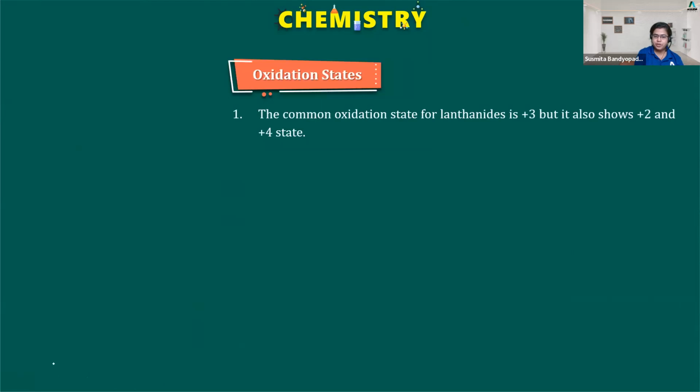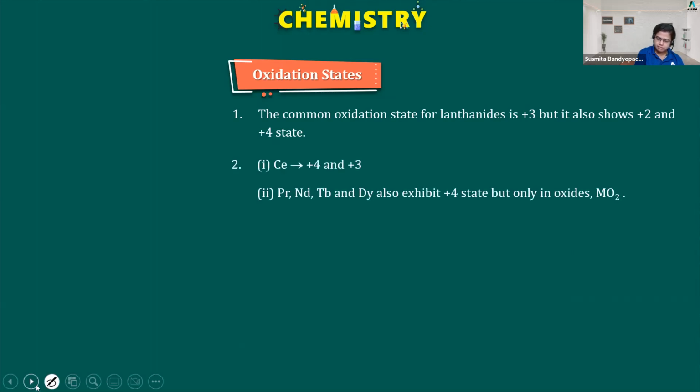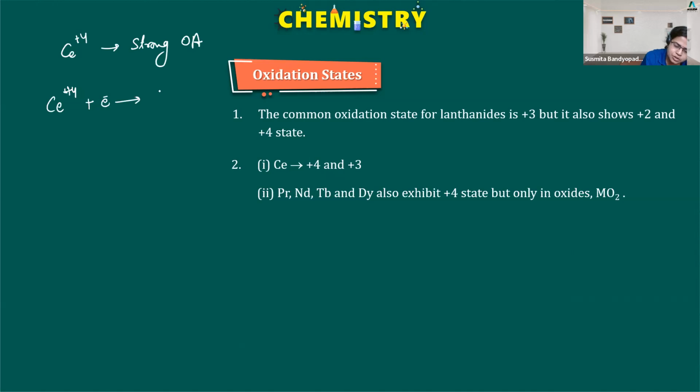As I told you, the most common oxidation state is +3. They also show +4 and +2 oxidation states. So Ce in the +4 oxidation state is a strong oxidizing agent. Why? Because Ce+4 thinks, if I'm an oxidizing agent, I can get reduced to the +3 state easily. So Ce+4 exists, no doubt, but Ce in the +4 state is a strong oxidizing agent.